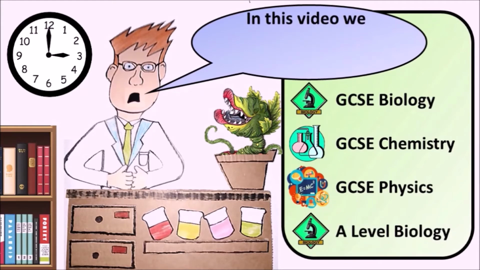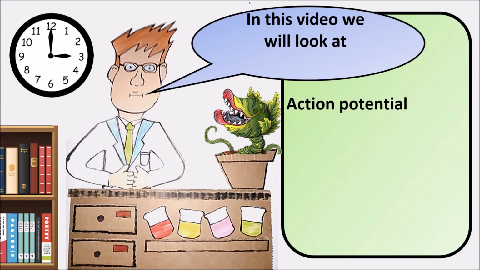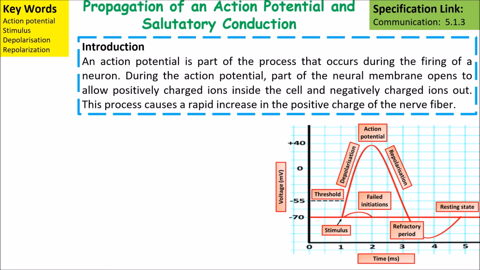In this video, we will look at action potentials and saltatory conduction. So, an action potential is part of a process that occurs during the firing of a neuron. During an action potential, part of the neuronal membrane opens to allow positively charged ions inside of the cell and negatively charged ions out. This process causes a rapid increase in the positive charge of the nerve fiber.